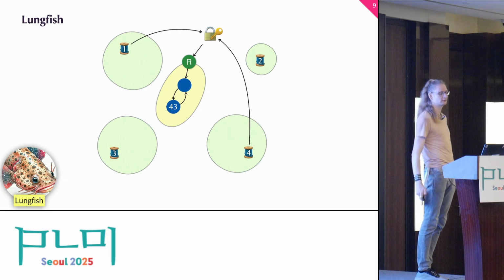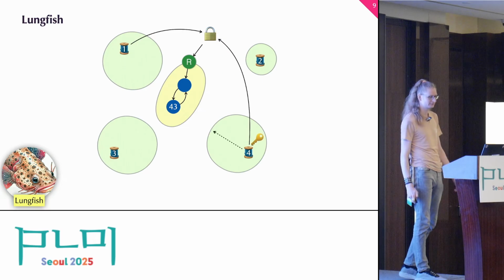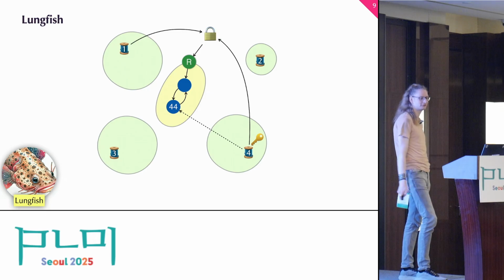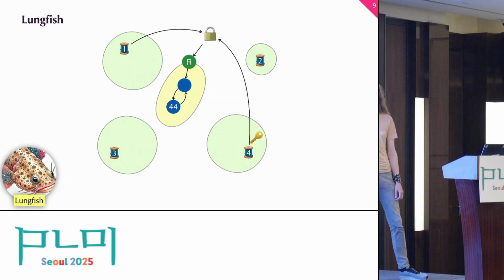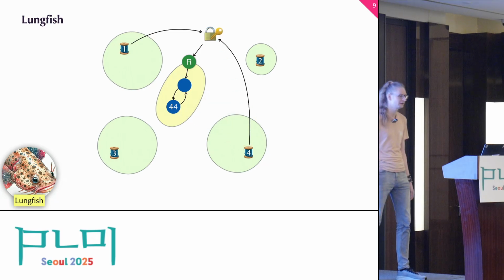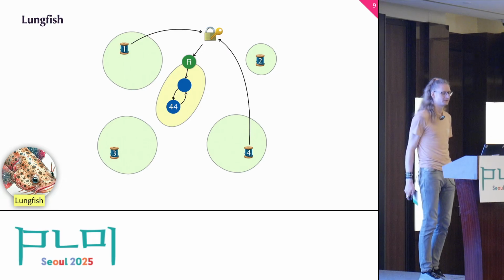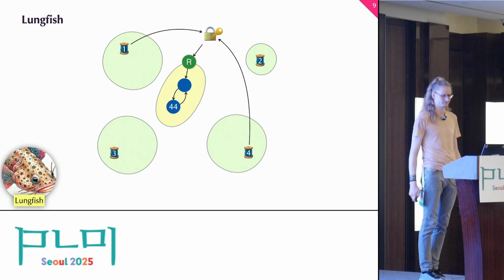After we've released the lock, thread 4 can acquire it, also do the addition, and we again get the expected result of 44. Once the reference is removed, we can again release the lock.